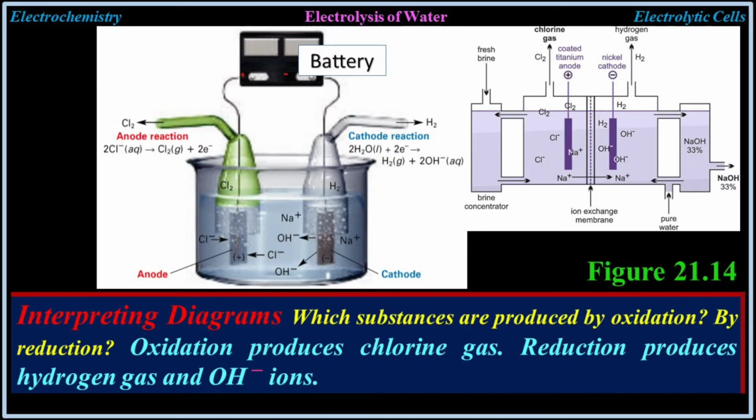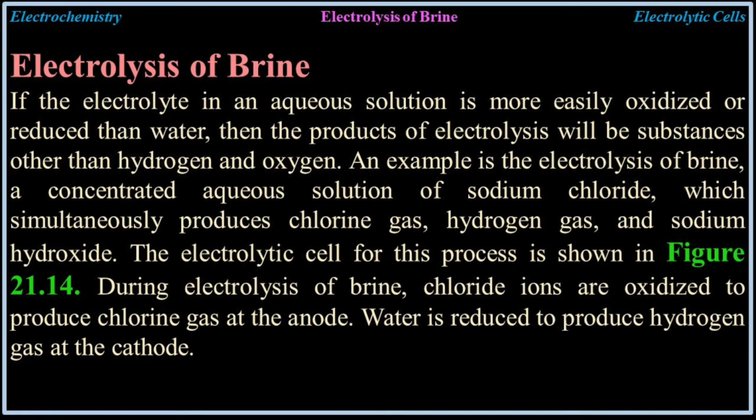Interpret diagrams. This is the same diagram, 21.14, and I put the question and the answer here because it's going to be mentioned in this slide. Electrolysis of brine. If the electrolyte in an aqueous solution is more easily oxidized or reduced than water, then the products of electrolysis will be substances other than hydrogen and oxygen. For example, is the electrolysis of brine, a concentrated aqueous solution of sodium chloride, which simultaneously produces chlorine gas, hydrogen gas, and sodium hydroxide? The electrolytic cell for the process is shown in figure 21.14. During electrolysis of brine, chloride ions are oxidized to produce chlorine gas at the anode. Water is reduced to produce hydrogen gas at the cathode.